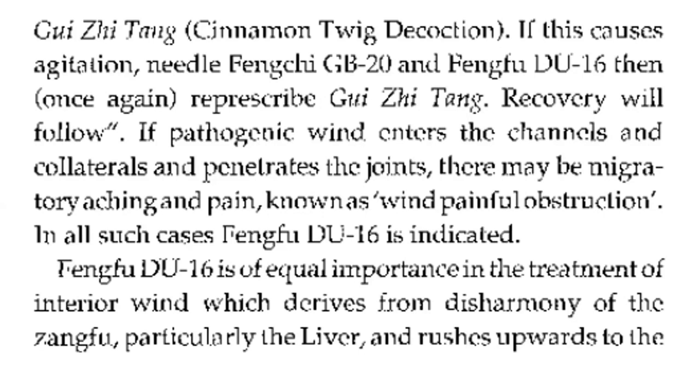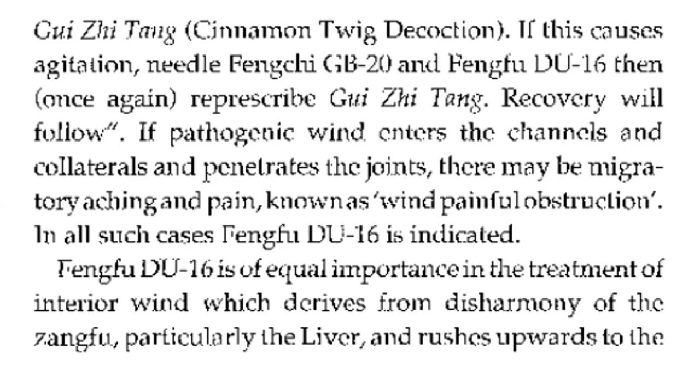If the pathogenic wind enters the channels and collaterals and penetrates the joints, there may be migratory ache and pain known as wind painful obstruction. In all such cases, GV16 is indicated.